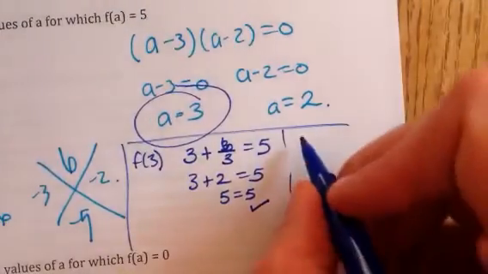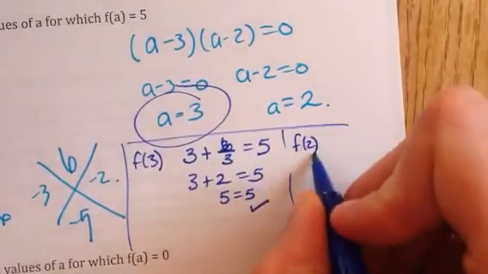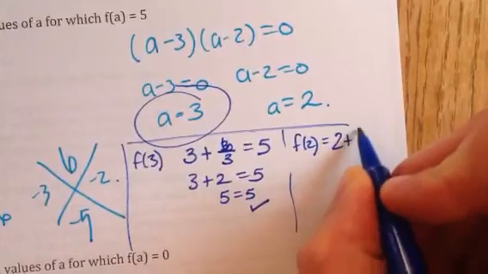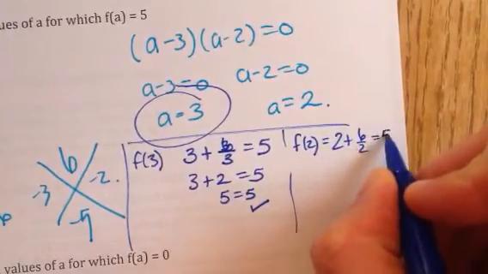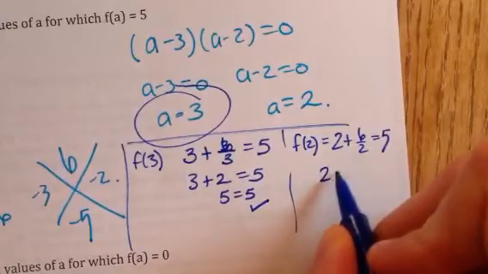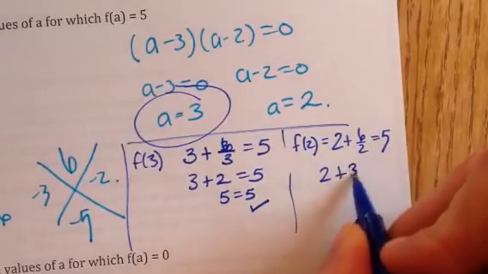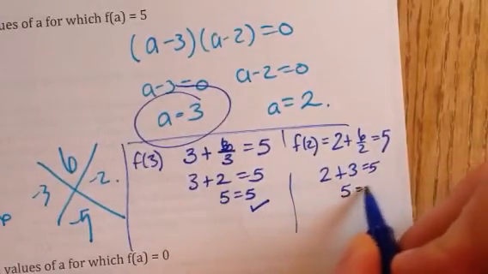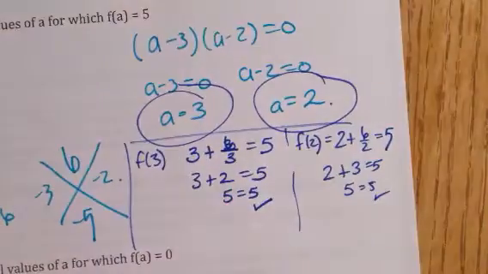So then we try with 2. So f of 2 would equal 2 plus 6 over 2. Does this equal 5? And so you would have 2 plus 6 divided by 2 is 3, and 5 is equal to 5. So therefore both of them are a solution.